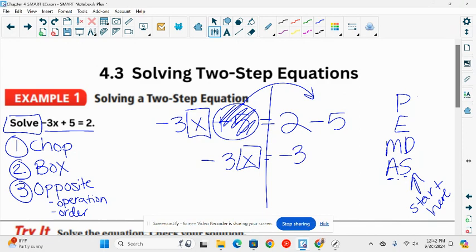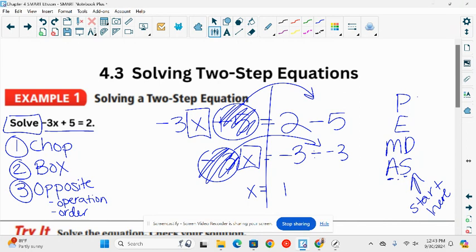Is x by itself? No, it still has something attached to it, right? We still have negative 3. What operation is happening between the negative 3 and the x? Multiplication. So the opposite of multiplication is division. I'm going to have to move that negative 3 to the other side using division. So that ends up going away. Negative 3 divided by negative 3 is 1 whole. Positive 1.